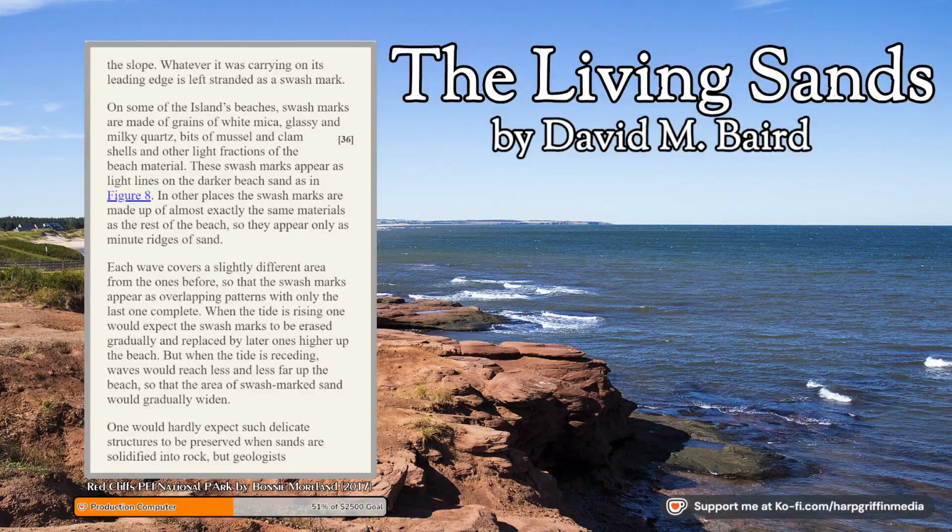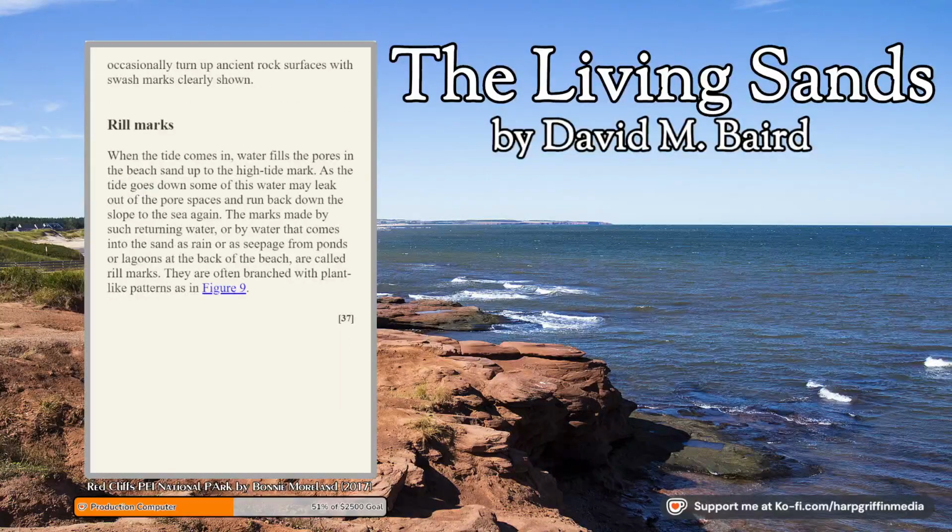One would hardly expect such delicate structures to be preserved when sands are solidified into rock, but geologists occasionally turn up ancient rock surfaces with swash marks clearly shown.